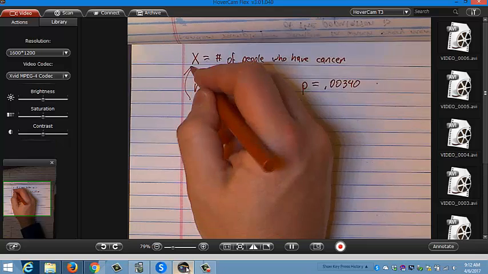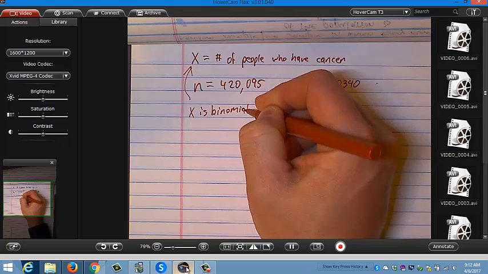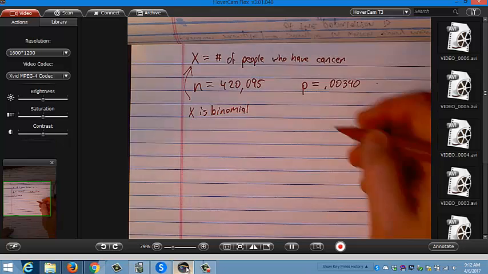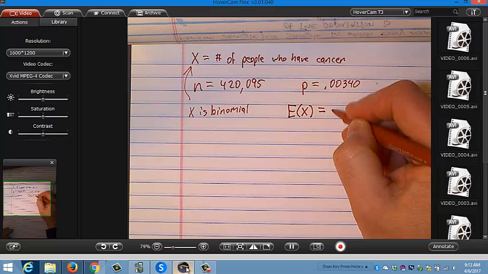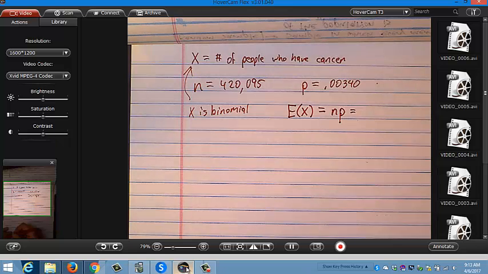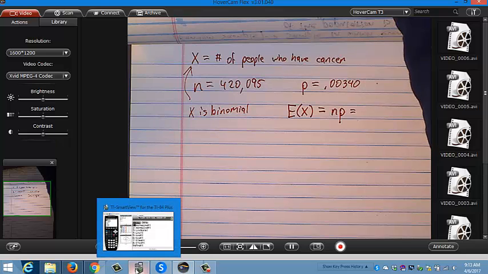So if we say X is binomial, right? Would it be binomial? Let's see. You either have cancer or you don't. So there's two possibilities. Success is having cancer, and I don't know about that. But that's kind of what we're doing, right? We're saying this is your chance of having cancer. So then what we can say is the expected value of X is n times p, right? So we have to take those two numbers and multiply them together. Let me work that out. Let me see what you get. I'm just curious.